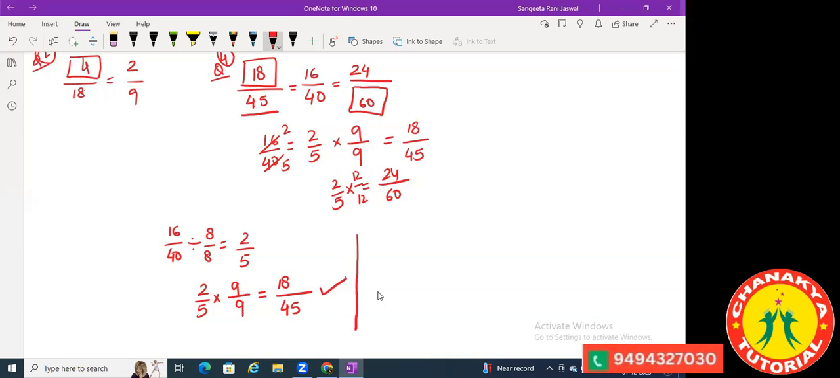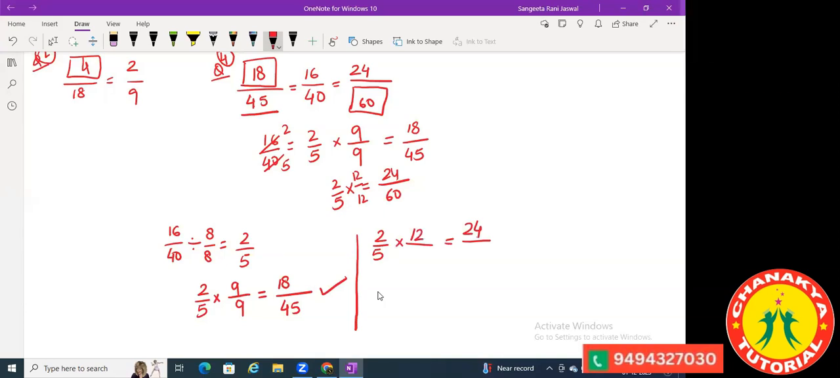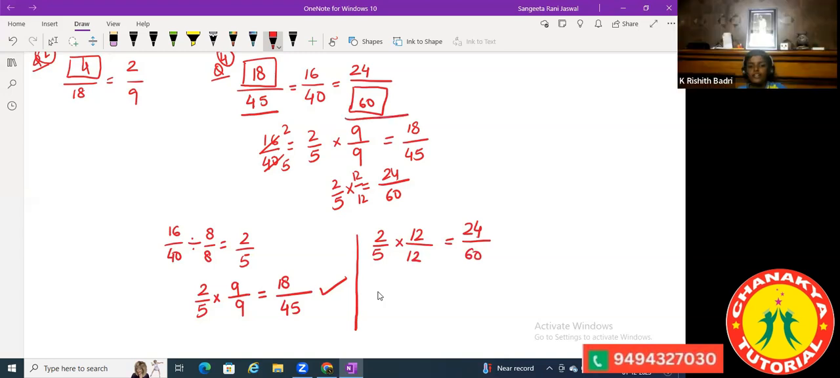Now, the second ratio. In the second ratio, my lowest form is 2 by 5 only. What will I do here so that I get 24 in the numerator? Ma'am, multiply with 12. So I will multiply 2 with 12 and get 24, and the same thing is to be multiplied in the denominator also. So 5 into 12 will give me 60. So that's how I got the second ratio also. Yes, ma'am, I got it.